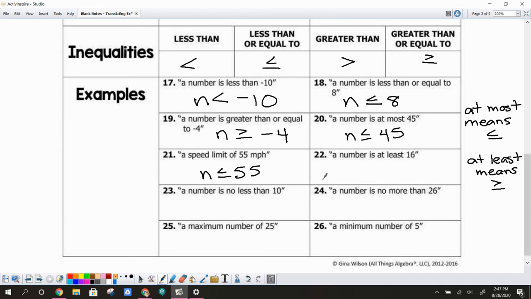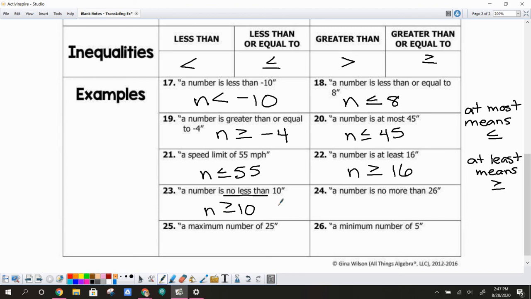For number 22, it says a number is at least 16. And at least means that at minimum, the smallest it can be is 16, but it can also be bigger. So we want it to be bigger than or equal to 16. Number 23, a number is no less than 10. So if it says no less than, that's saying it wants the opposite. Okay? It's no less than 10. So it can be 10, it can be 11, it can be 12. It just can't be less than. So n can be greater than or equal to 10.